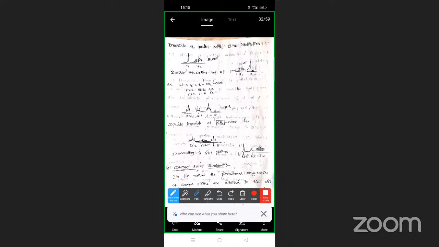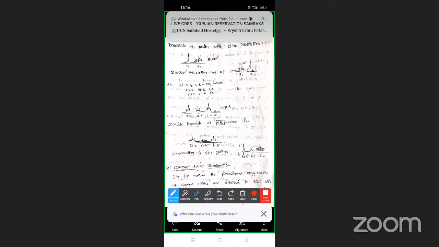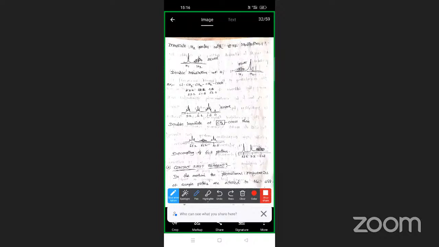In that case, what do you do? You do the double irradiation, then you will get one spectra, right? Means we are blocking the interaction of that. In that case, we get one spectra, one graph, means one signal here. If you get the signal, then we come to know that there is a proton here. If upon double irradiation you don't get the signal, then there is no proton.